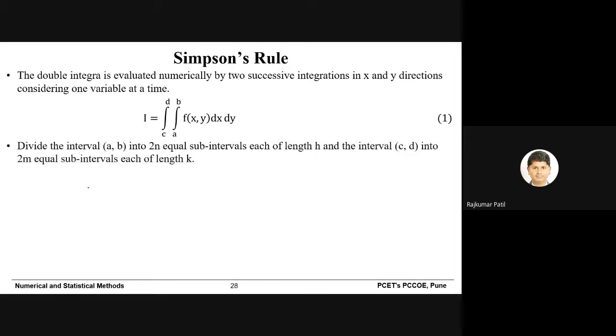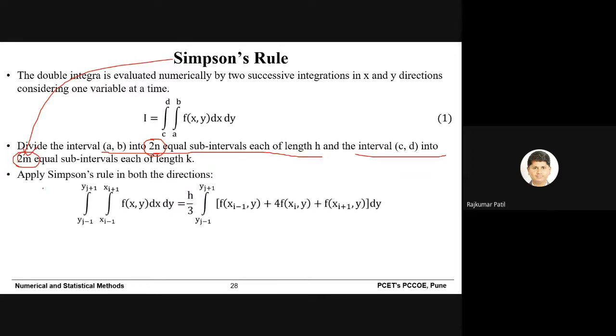Now there is a slight difference between Simpson's rule and trapezoidal rule: we divide the interval AB into 2n equal subintervals, each of length h. So in trapezoidal there was n, here it is 2n. Similarly, the interval CD is divided into 2m equal subintervals, each of length k. Previously it was m in case of the trapezoidal rule, in case of Simpson's it is 2m. So that is the slight difference.